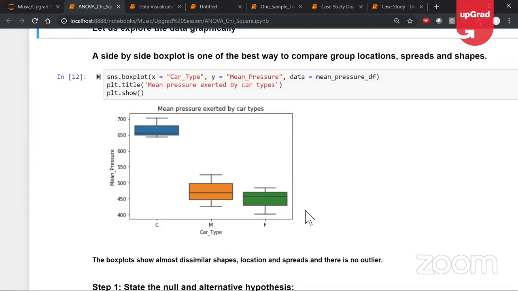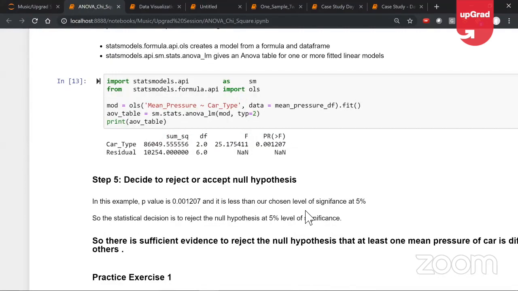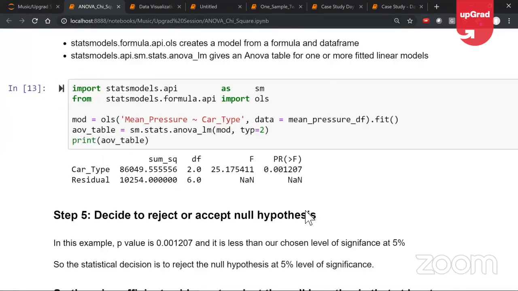By the way, what is the inference we are getting right now? Inference is that car type is a significant predictor of mean pressure. And if I look at the ANOVA test once again to show you, you will see that the p-value is coming as 0.001. The p-value is actually less than 5%. Which again tells me that indeed car type is a significant predictor of mean pressure.